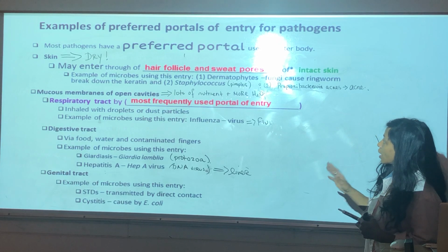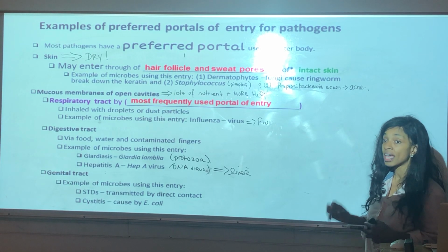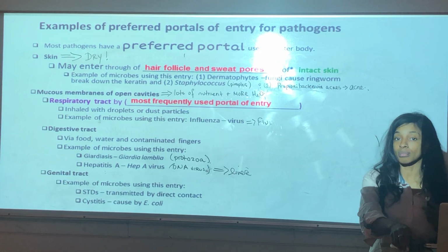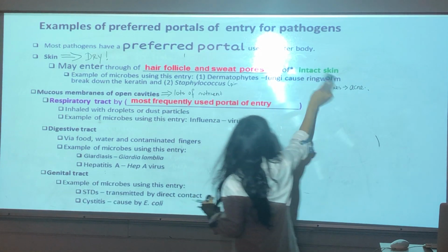All right, so again, the preferred portal of entry is where the organism normally enters. They have a site of attachment in that specific region, and this allows them to successfully enter their host cell.